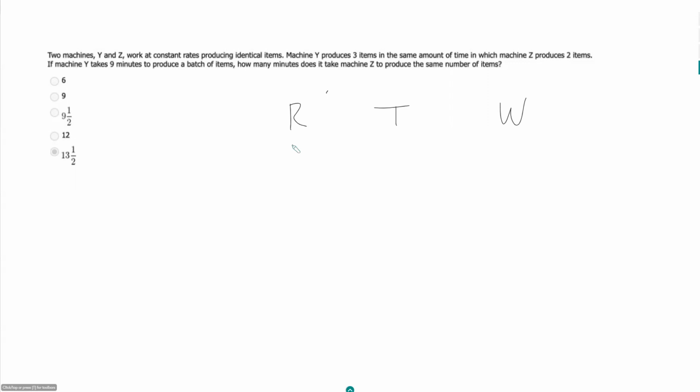So we've got two machines, machine Y, machine Z. And let's fill in what we know. So maybe I'll start here because this gives me machine Y's rate: one batch every 9 minutes.